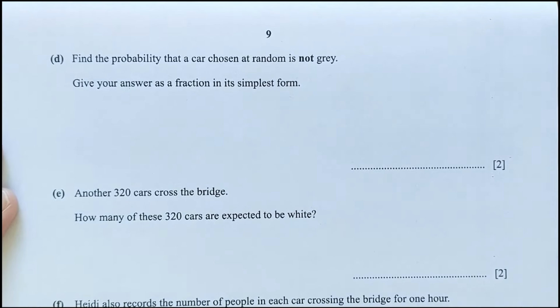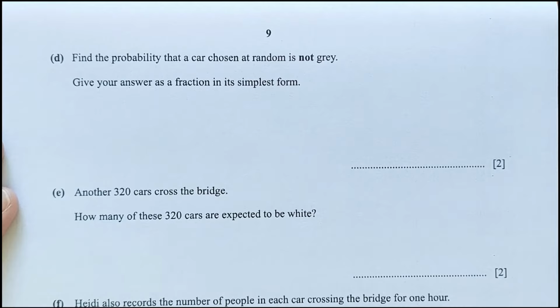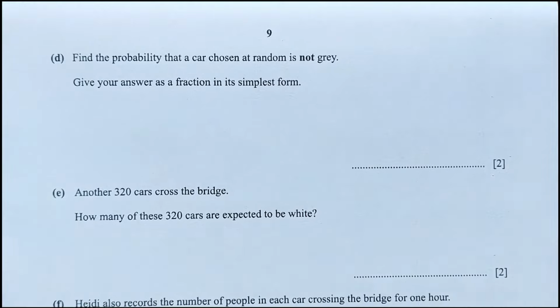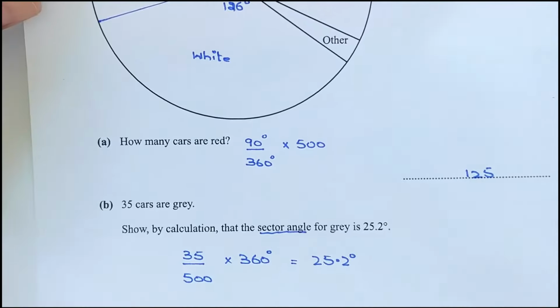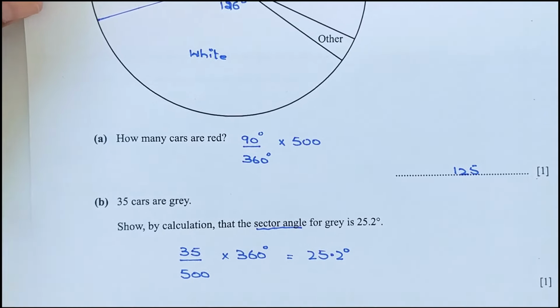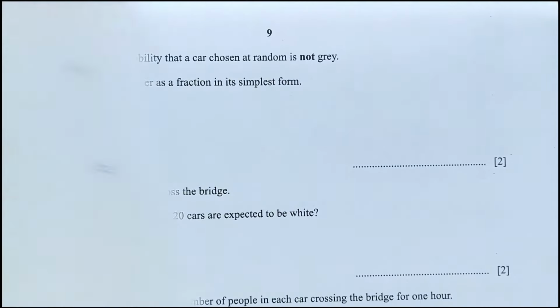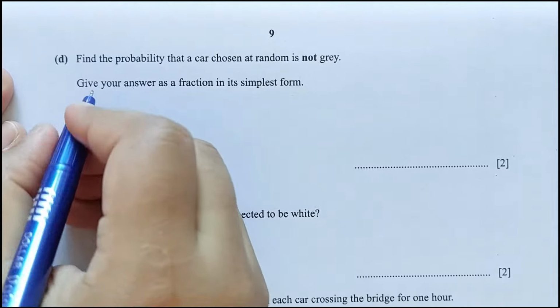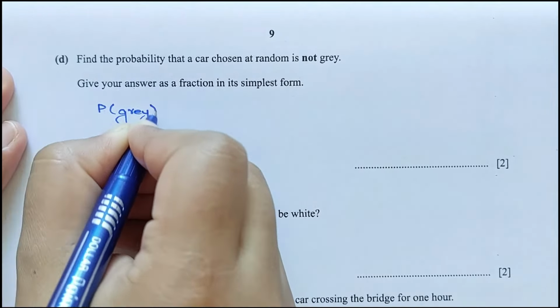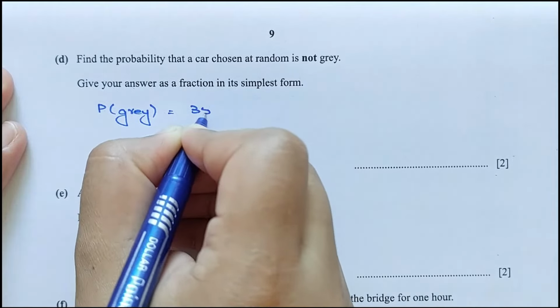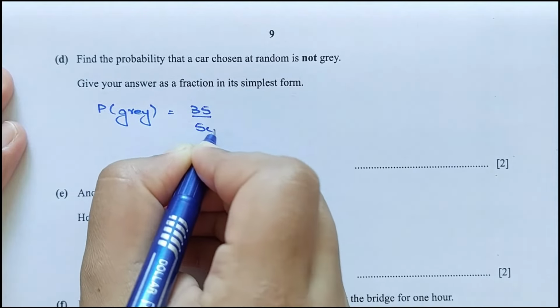Now for part D, find the probability that a card chosen at random is not gray. Give your answer as a fraction in its simplest form. So first we have to find the probability for gray. How many cards are gray? We have been given that the total number of cards that are gray is 35. So the probability of gray is 35 out of 500.